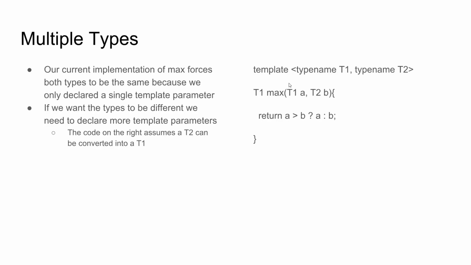So now what we could do is, when we declare our template, we have two types, T1 and T2. And we're making some assumptions over here that when you compare A and B, T2 can be cast to a T1, that it's convertible. If it's not, we're going to have issues and the code again wouldn't compile. This would allow us to compare two different types together.